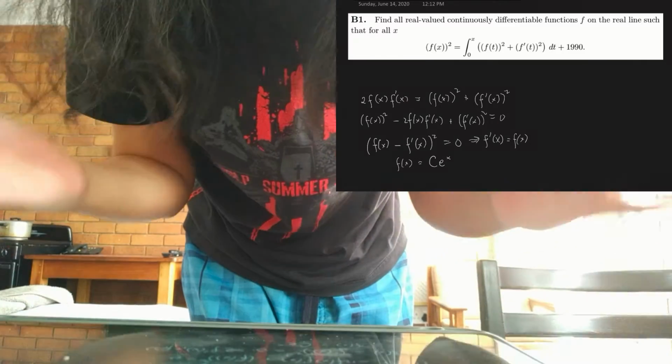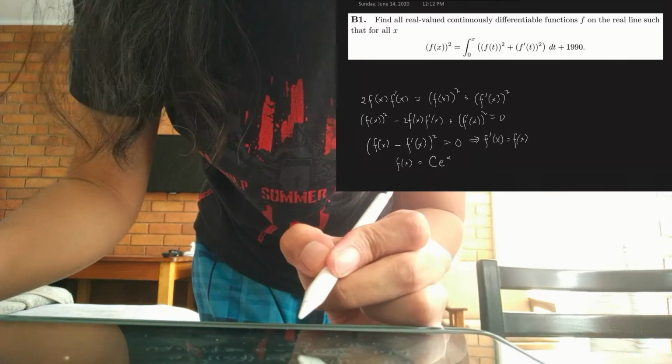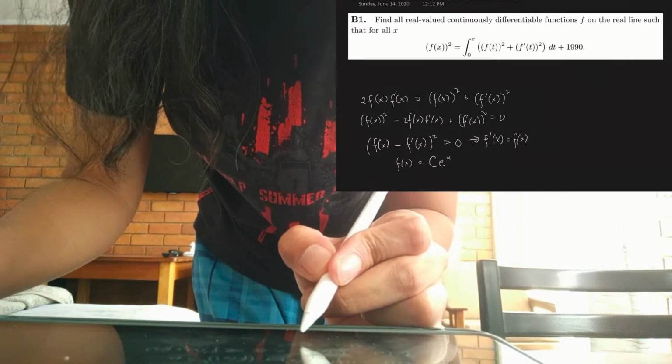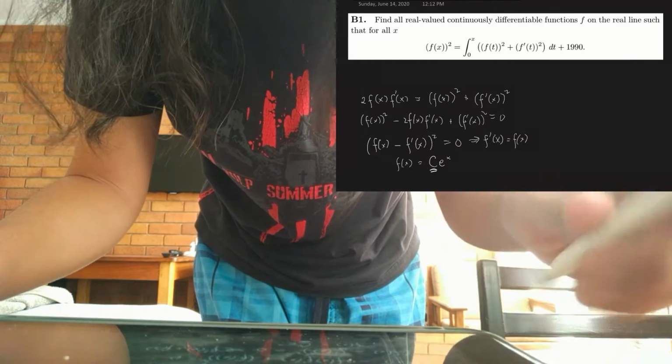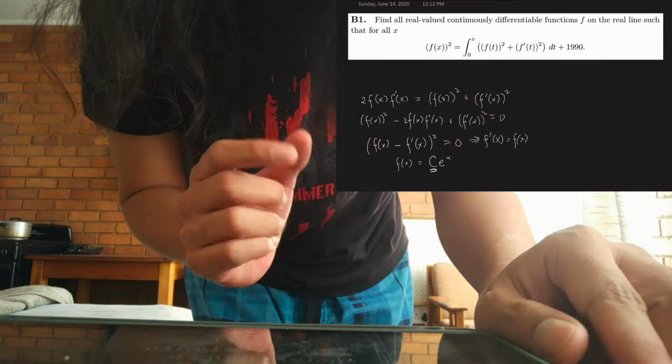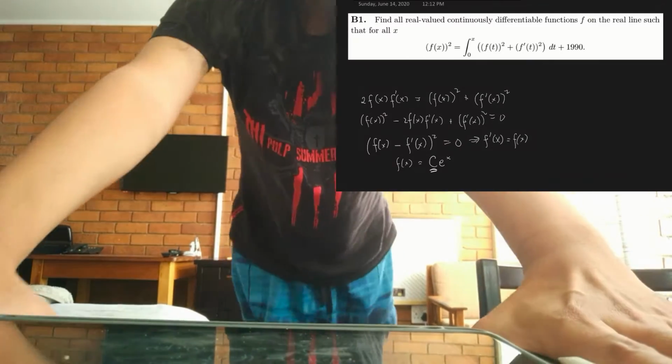But the question is, are we done? The thing is, not all of these c e to the x, for any value of c, can solve the problem. In other words, we need another condition in order to determine uniquely what our c is.